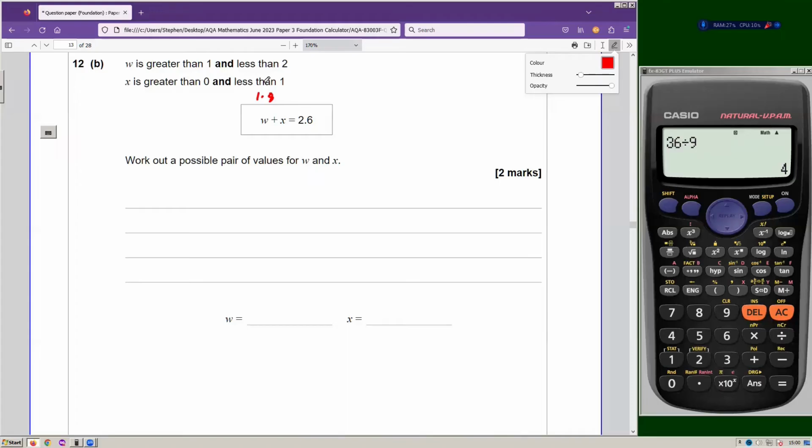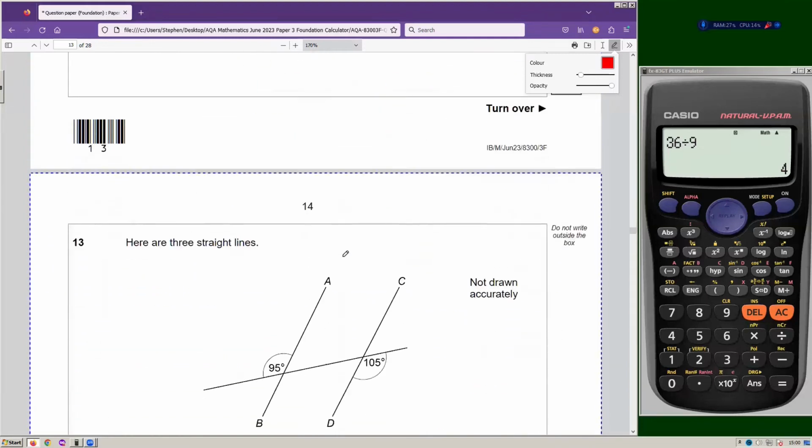X is greater than 0 and less than 1. What have we got to add on? We've got to add another 0.8. 1.8 and 0.8 is 2.6, yes, add that on. It's between 0 and 1. This one's between 1 and 2. That's great, yes. So W equals 1.8, X equals 0.8.